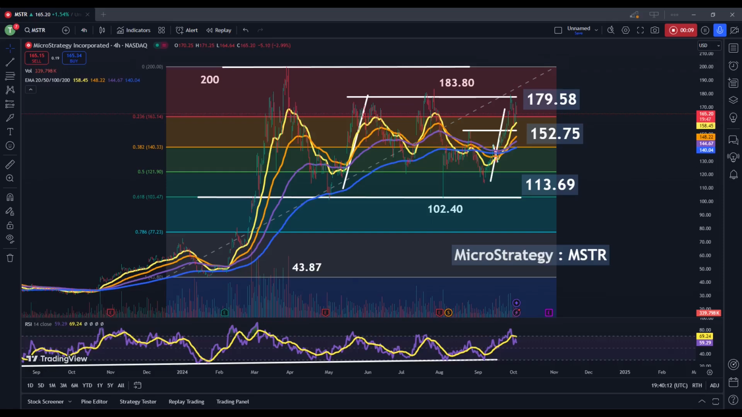Here we have the current stock market update for MicroStrategy Incorporated, stock ticker MSTR.